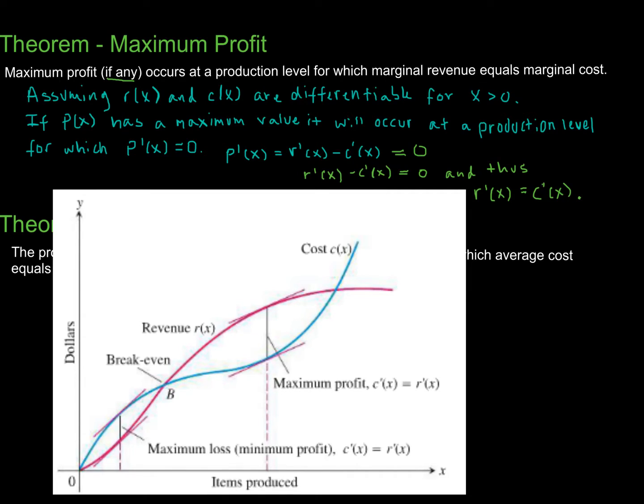So let's take a look at the first situation where this occurs. Here we see that the tangent line for the cost, which tells you the slope at that instant, and the tangent line for the revenue are the same here. But notice that just because they are equal does not mean it's a maximum profit. In fact, in this case, revenue is less than cost, which means you're actually losing money. And this turns out to be a maximum loss or a minimum profit, right?